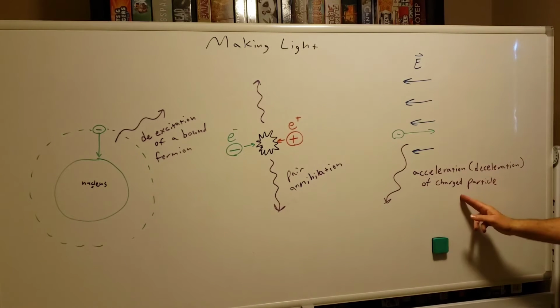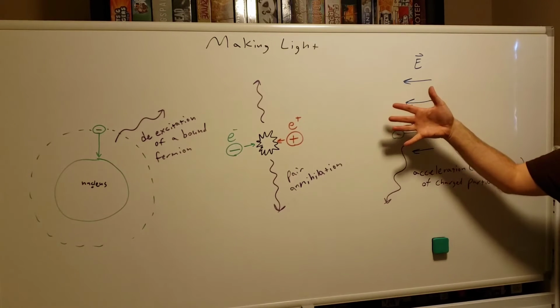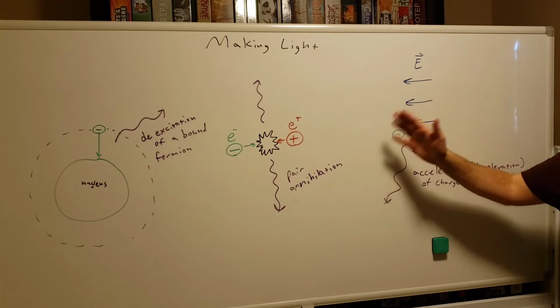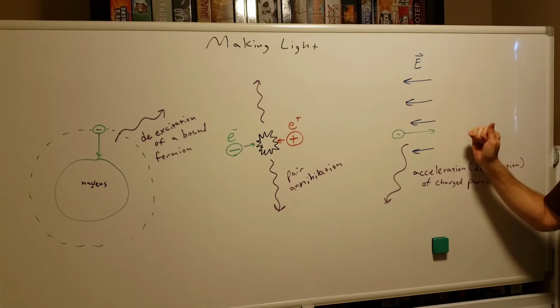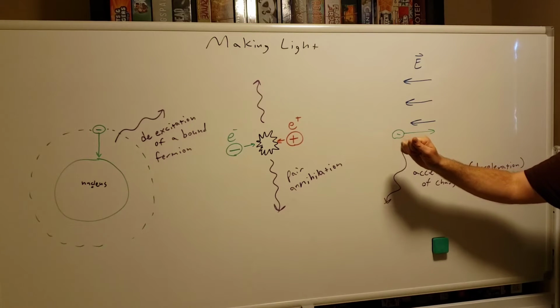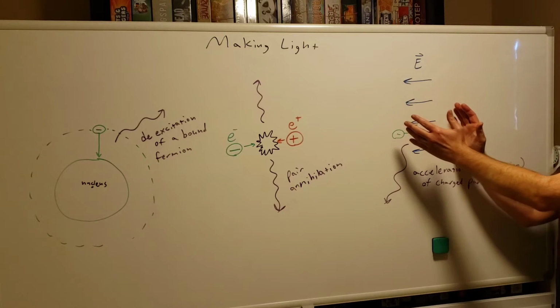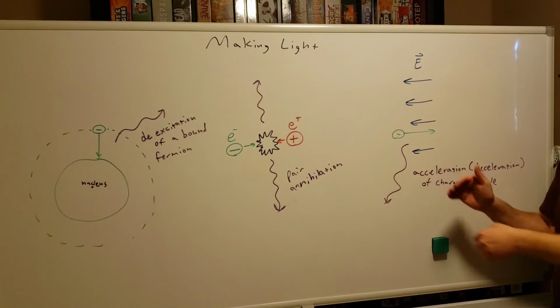And finally, we'll talk about acceleration, de-acceleration of a charged particle. So what I have here is an electric field, all right? So some electric field, and I've got a free electron that is in that field. By either accelerating it or decelerating it, there will be a net loss of energy from the system. That loss of energy is the creation of this photon.